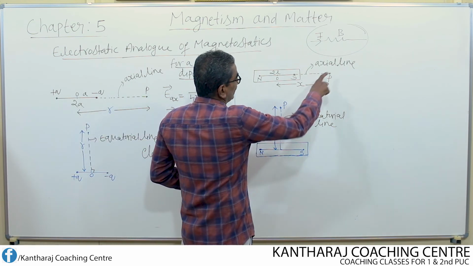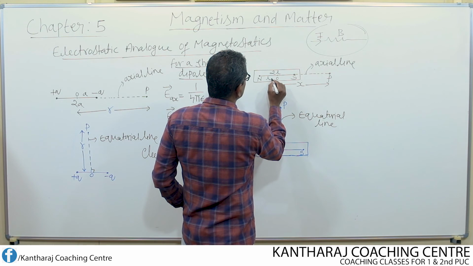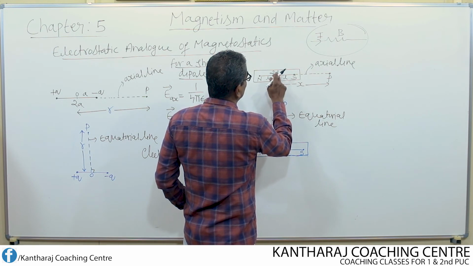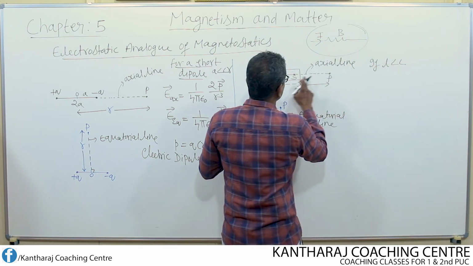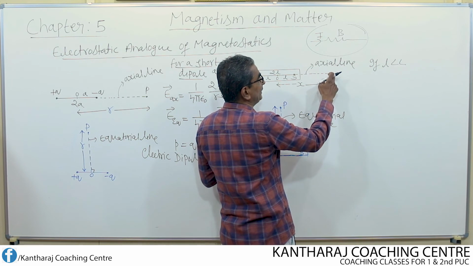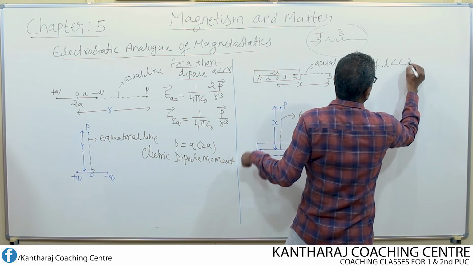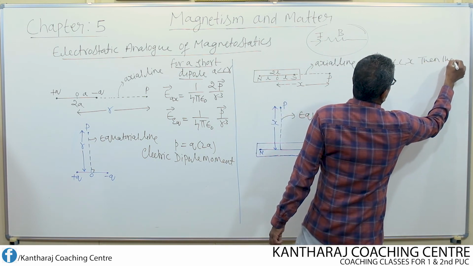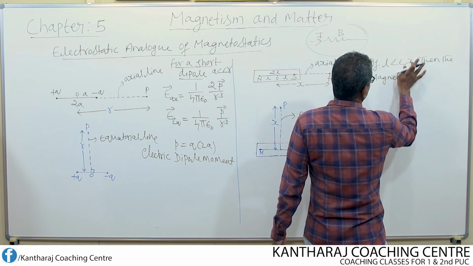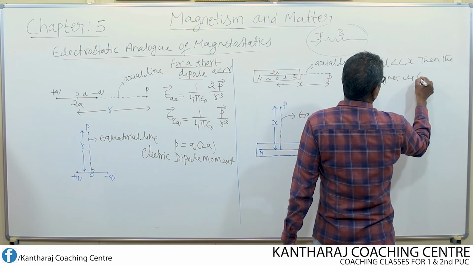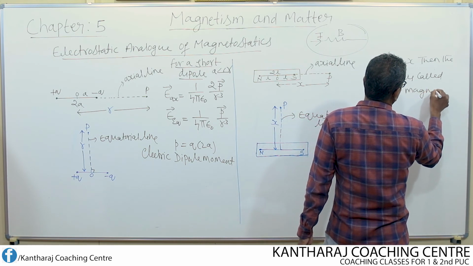So a short magnetic dipole means L is very small. From here to here the distance is L, and again from here to here the distance is L, so L plus L is 2L. If L is very small compared to the distance of observation, where P is the point of observation at which the magnetic field is required, that is, if L is very small compared to X, then the magnet is called a short magnet.